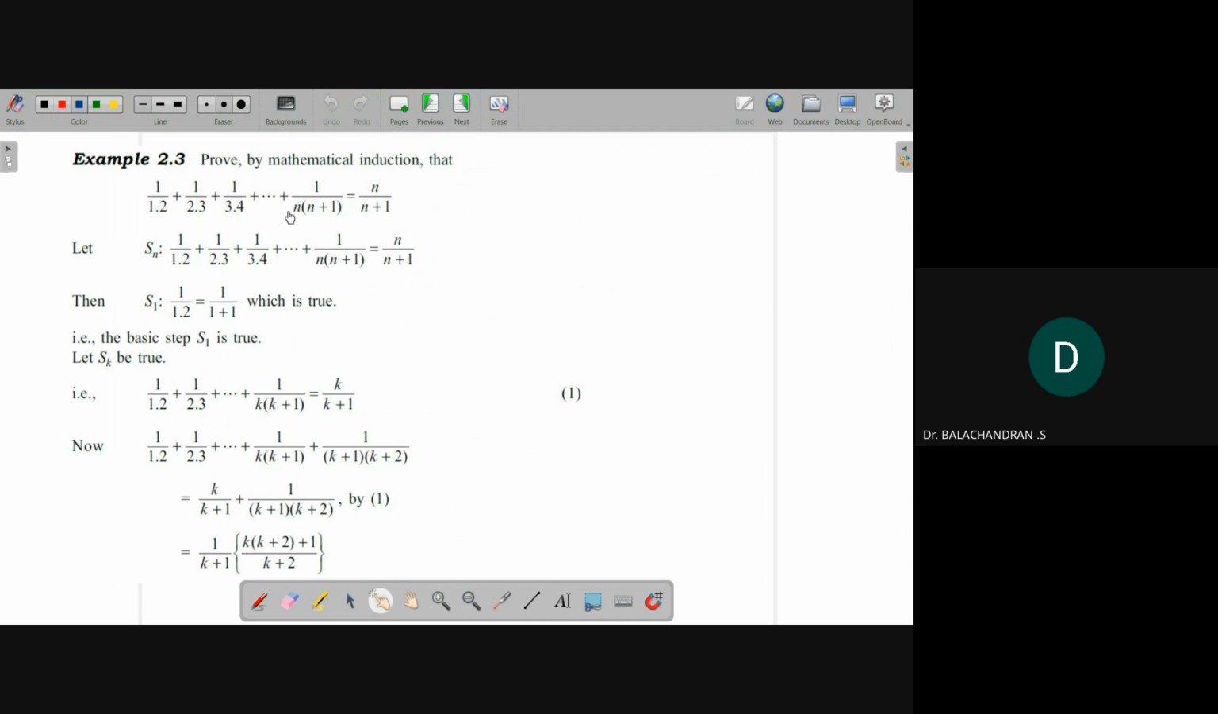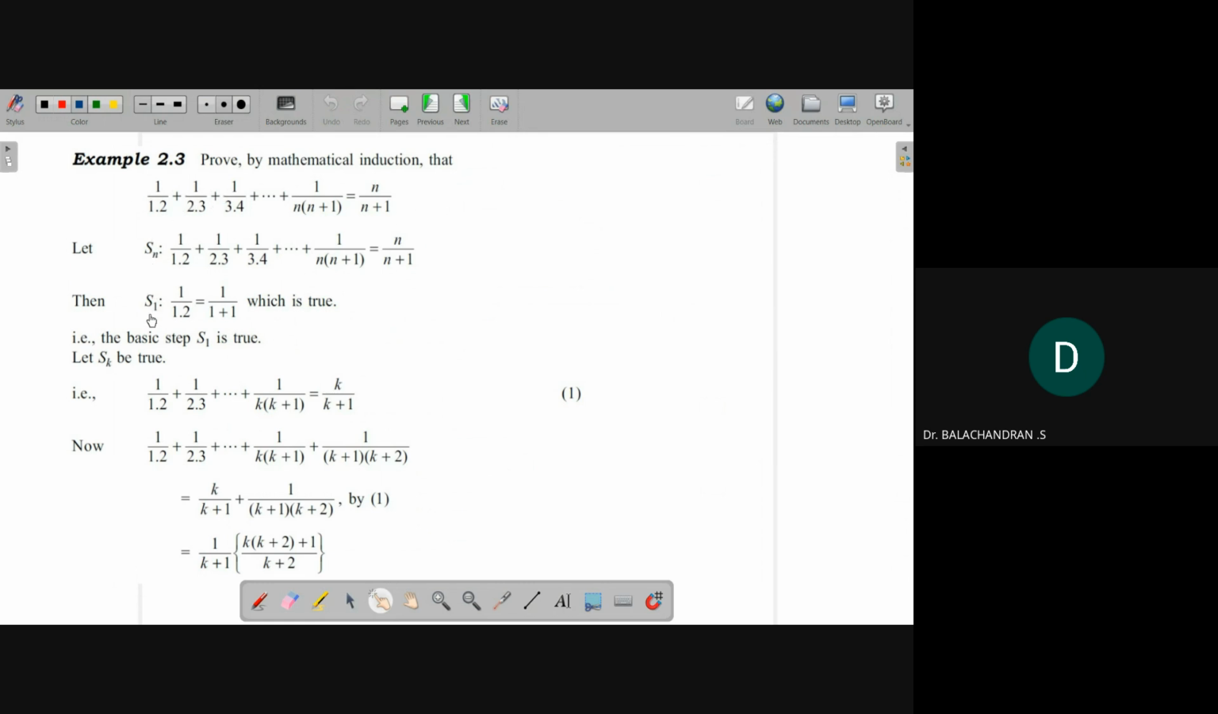So in this problem, prove by mathematical induction that 1 by 1 into 2 plus 1 by 2 into 3 plus 1 by 3 into 4 plus dot dot dot plus 1 by n into n plus 1 is equal to n by n plus 1. Now, the given statement is Sn.